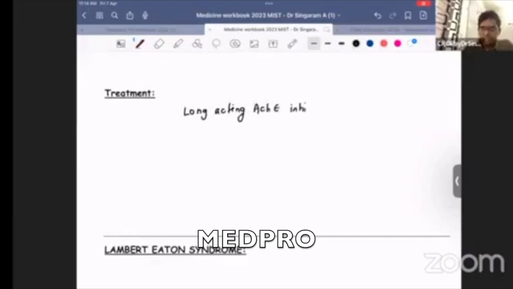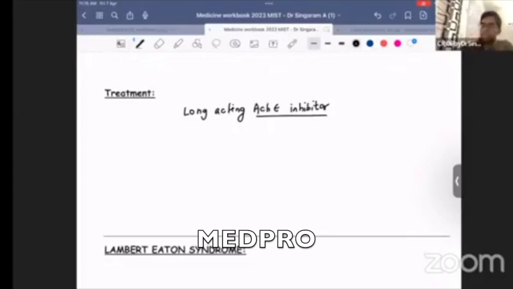I have already told you how acetylcholinesterase inhibitors work in a patient with myasthenia gravis. They prolong the action of acetylcholine on its receptor, thereby improving the weakness. For testing purposes, you can use a short-acting acetylcholinesterase inhibitor because we want an immediate result. But for treatment, you have to use a long-acting acetylcholinesterase inhibitor because you want the drug effect to last for a long period of time. That is why you use a long-acting one.